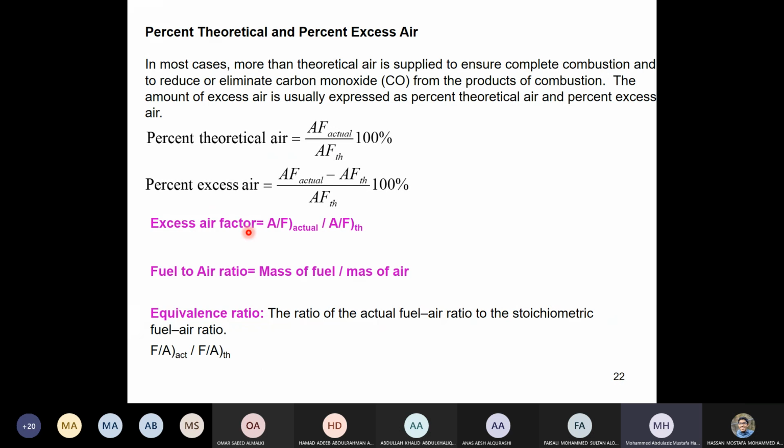Also, in many applications, you will find the definition fuel to air ratio. This should not bother you. It is just the fuel over the air. Here we have air to fuel ratio, which is the mass of air over the mass of fuel. Here, fuel to air is the mass of fuel over the mass of air. Sometimes, not much in your course here but later on in other courses, you'll find equivalence ratio. Equivalence ratio is the actual fuel to air over the theoretical fuel to air.